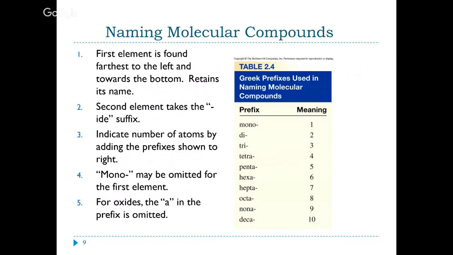So mono can be omitted for the first element. Carbon monoxide, CO. We don't say monocarbon monoxide. And for oxides, the A and typically the O will be omitted in the prefix. So we don't say monooxide, or if you put it together, it looks like monoxide. We don't say that. We don't say pentaoxide. We just say pentoxide. So we drop the A's and we drop the O's.